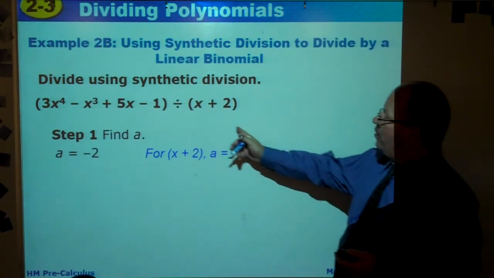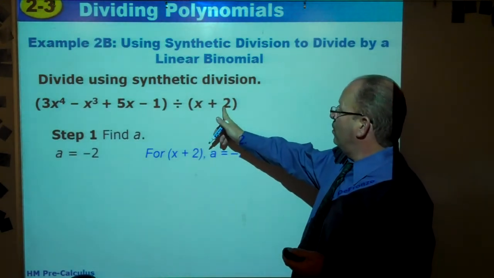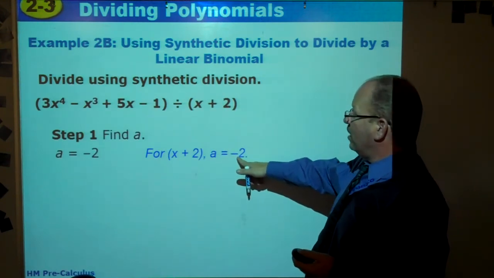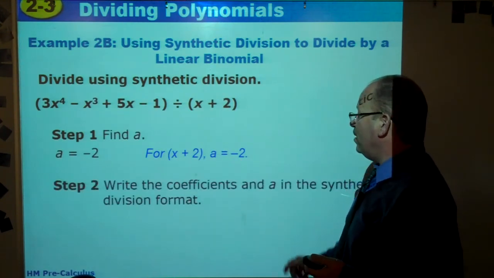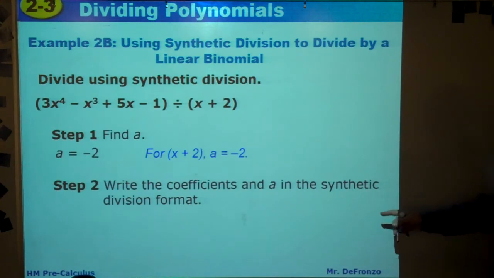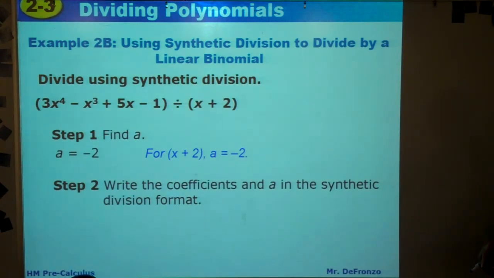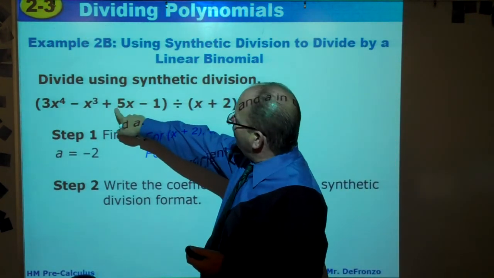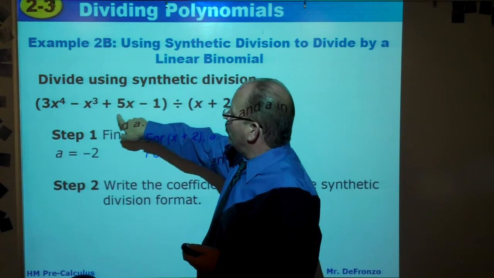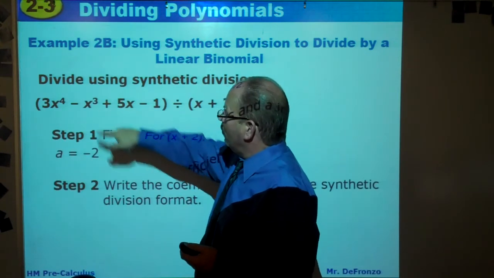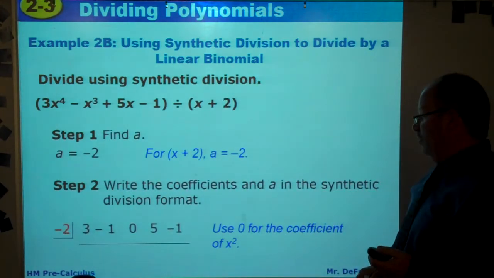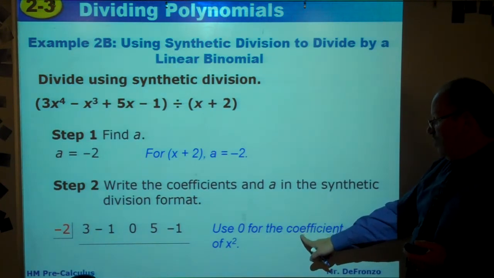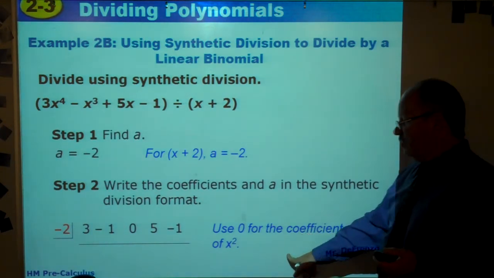Okay, so step 1, find a. x plus 2 equals 0, so a is negative 2. Step 2, write the coefficients and a in the synthetic division format. Notice right away, there is no x squared term here, and so we're going to have a 0 for the x squared term. Use a 0 for the coefficient of x squared.